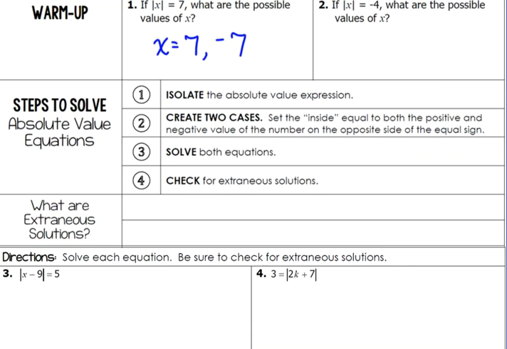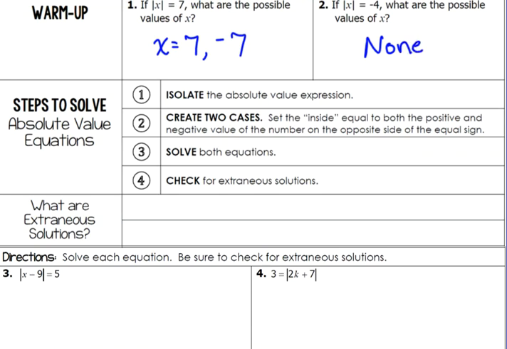All right? If the absolute value of x is equal to negative 4, what are the possible values of x? Is the absolute value of 4 equal to negative 4? No. Okay? There are none. There are none on this one.